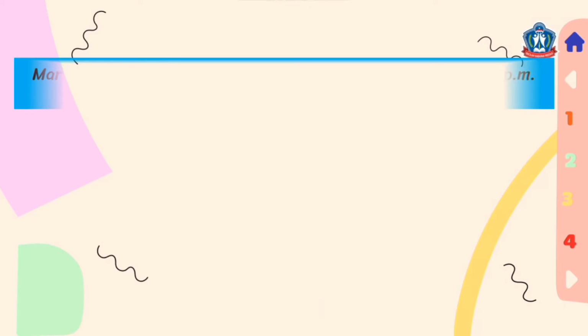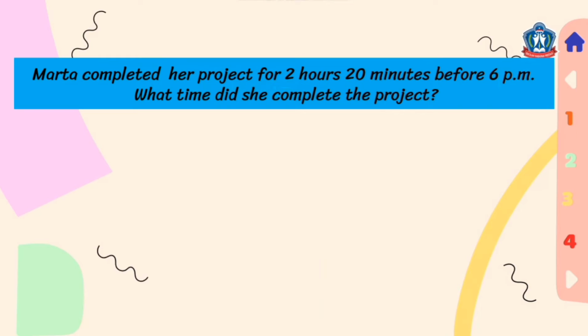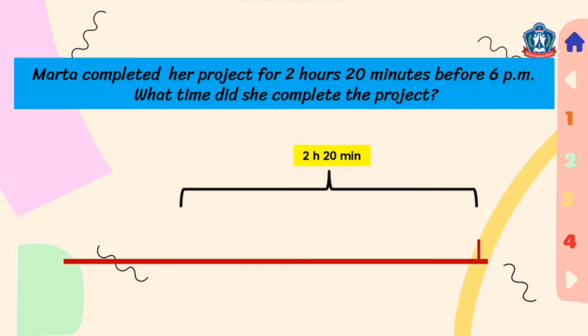Another problem. Martha completed her project 2 hours 20 minutes before 6 p.m. So that is the time interval. So the question is, what time did she complete the project? So the time interval is 2 hours 20 minutes and it should be completed before 6 p.m. So how to solve this? From 6 p.m. we need to subtract 2 hours and 20 minutes.